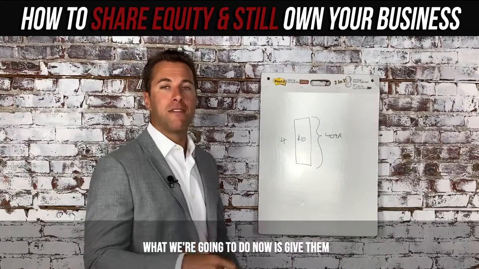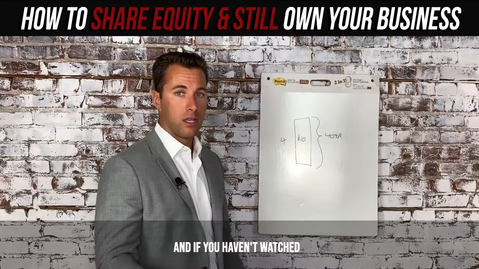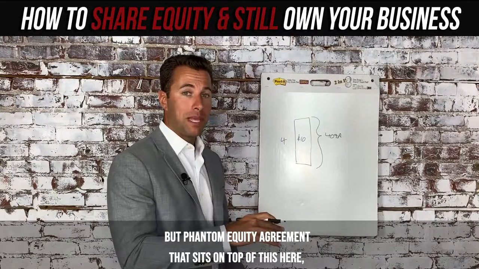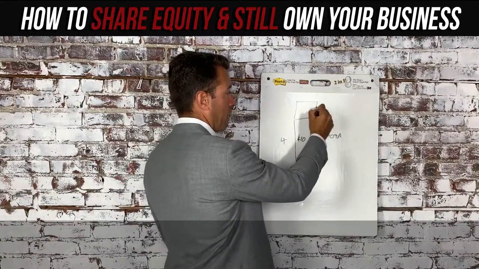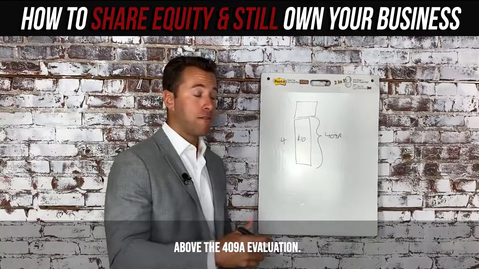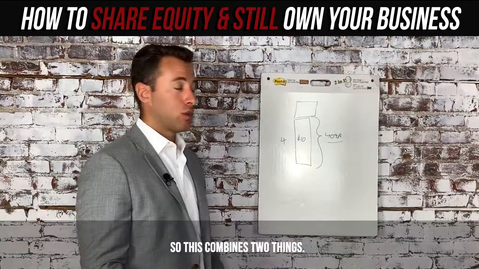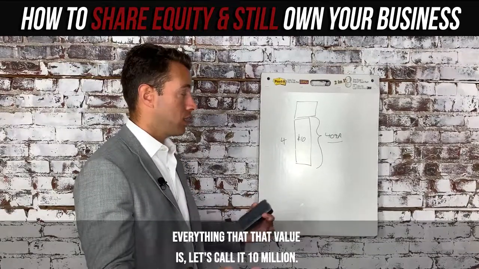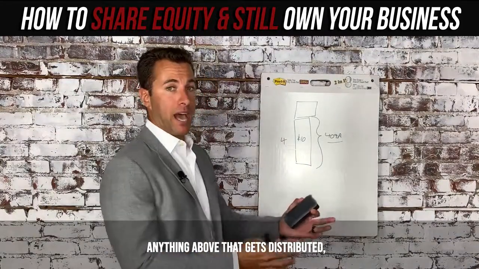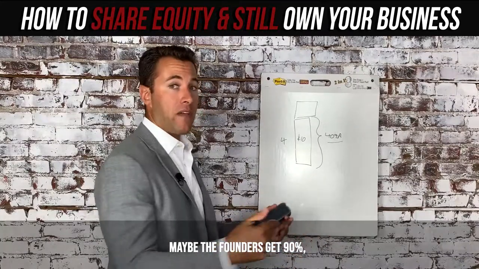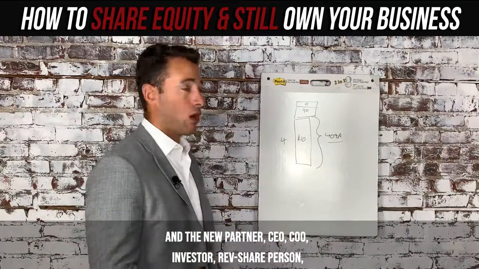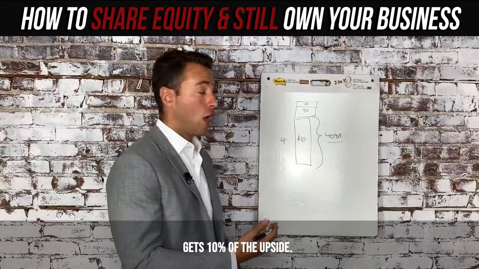What we're going to do now is give them a phantom equity agreement. And if you haven't watched my phantom equity agreement video, go ahead and check that out. But a phantom equity agreement that sits on top of this only allows them to get a percentage above the 409A evaluation. So this combines two things: the 409A to stamp the current value, everything that that value is, let's call it 10 million. 10 million is to the founders. Anything above that gets distributed. Maybe the founders get 90% and the new partner, CEO, COO, investor, rev share person, gets 10% of the upside.